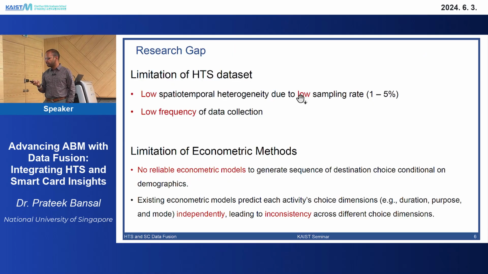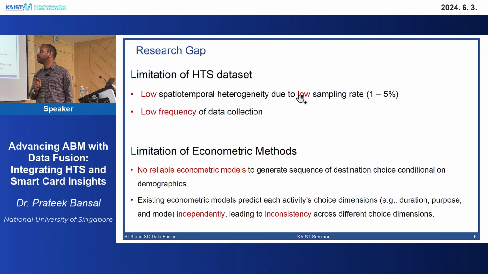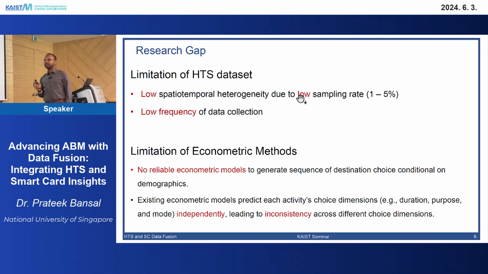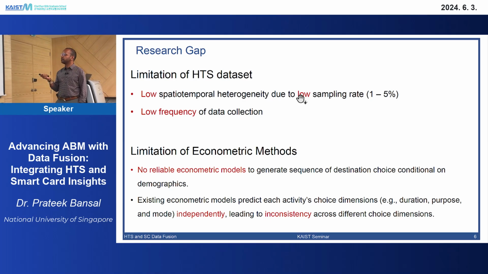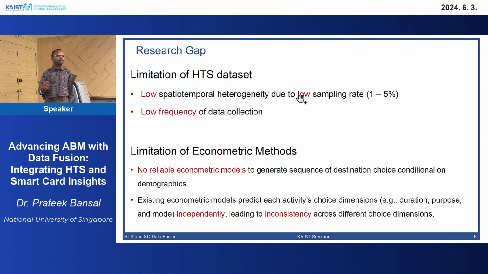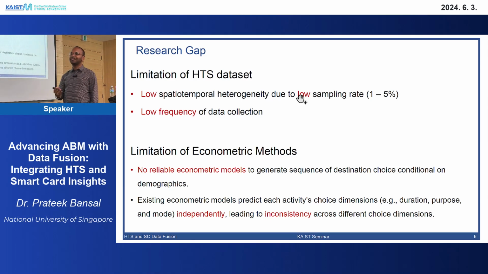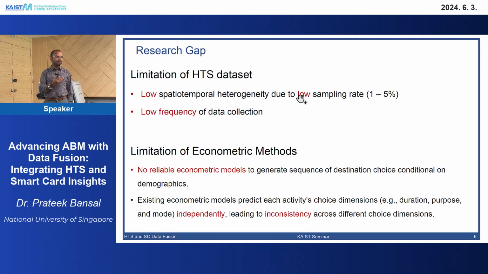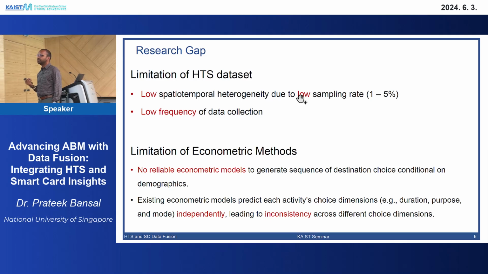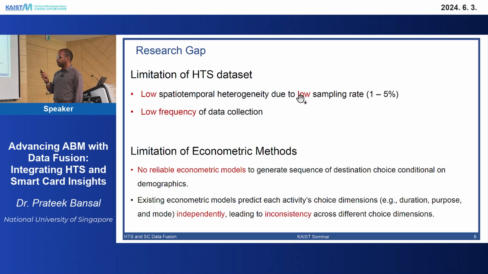So what I want to establish here is that HTS data has low spatiotemporal heterogeneity, and that makes it difficult to model the spatial and the temporal dimension. The second part, which we haven't focused on yet, is the low frequency of data collection. We collect after 1 year, 4 years. These days, after COVID, people have started collecting every 1 year as well. At least Singapore started doing that. But generally, it takes 3 years, 4 years to collect the data. So it's a low frequency in that sense. So that's a data limitation.